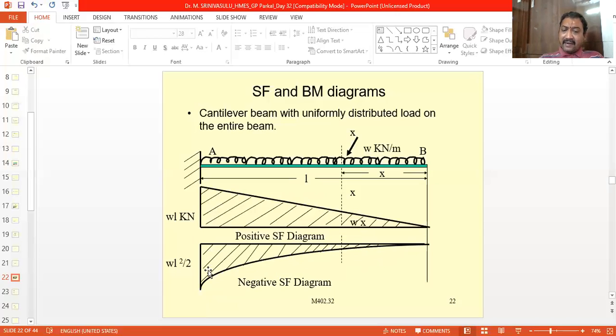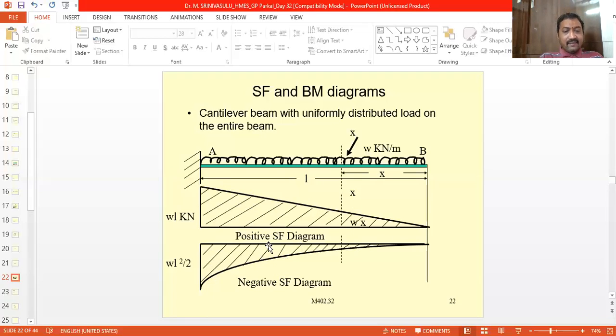So this is the negative area. This will show you the bending moment diagram. Here it is a positive shear force diagram, and here it is a negative shear force, negative bending moment diagram. Whereas it has been joined with an inclined line because it is a straight line equation, here we have to join with a parabolic curve because it is a parabolic equation. That is very important.